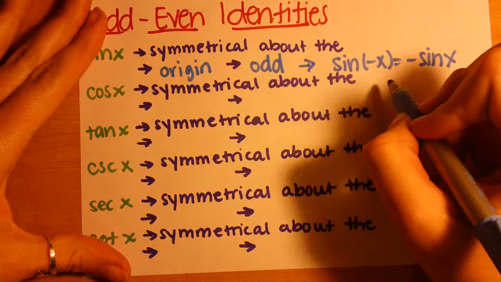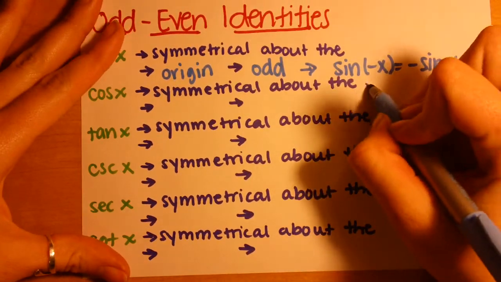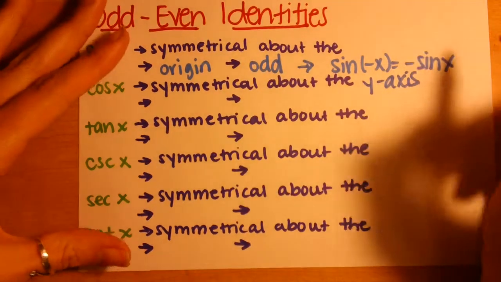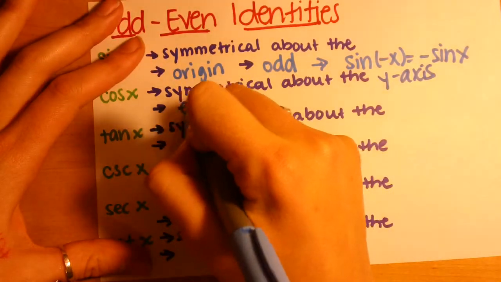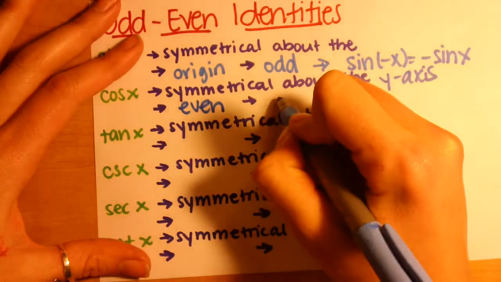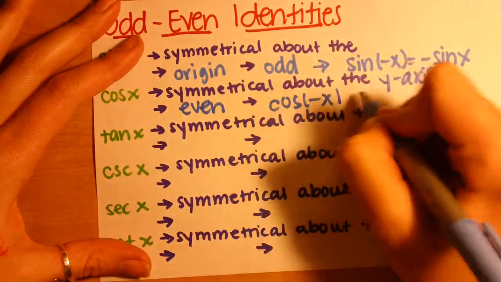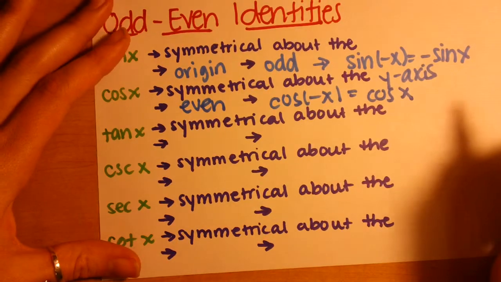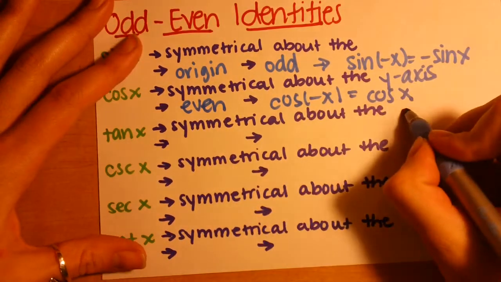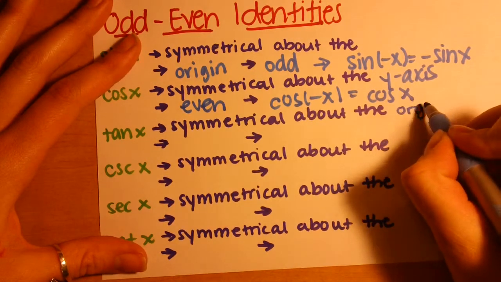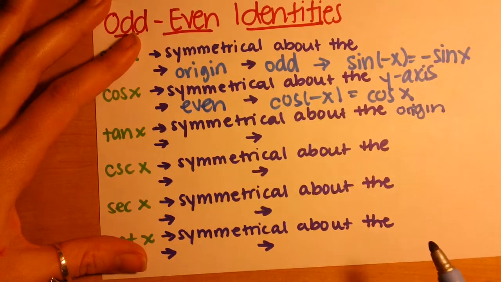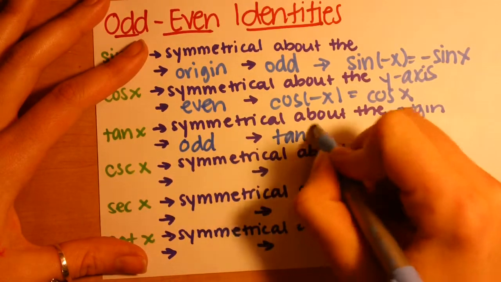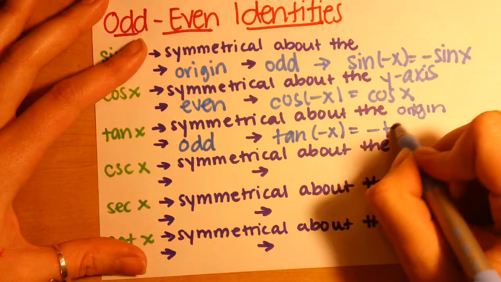Cosine is going to be symmetrical about the y-axis, and I meant to write that above before. So it's symmetrical about the y-axis, which means it's even. So cosine of negative x equals cosine of x. Okay. Now tangent is symmetrical about the origin. So tangent is going to be odd, which means tangent of negative x is equal to negative tangent of x.